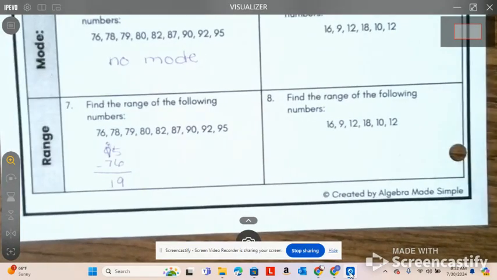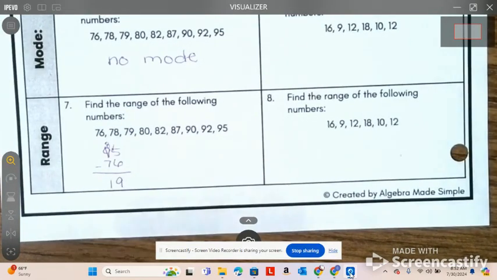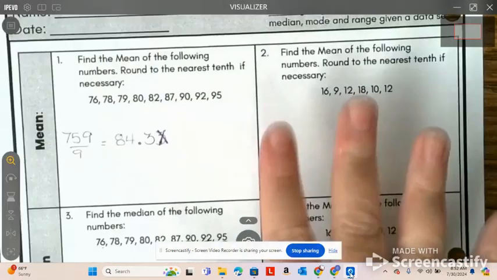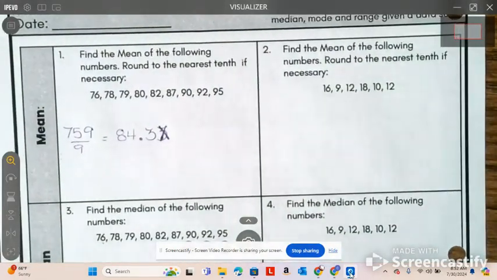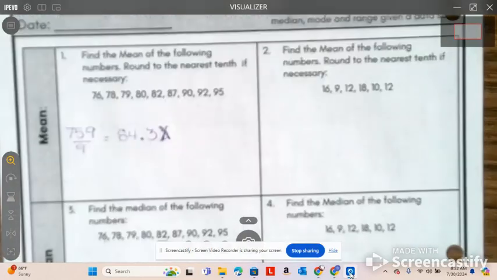I want you to go ahead and try to complete the second set of data points on your own. And then we will discuss these problems and any questions that occur when you come into class.